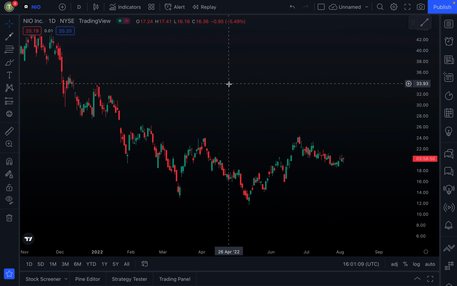So the first thing I want to do here is show you guys where to find this indicator and how to add it to your chart.